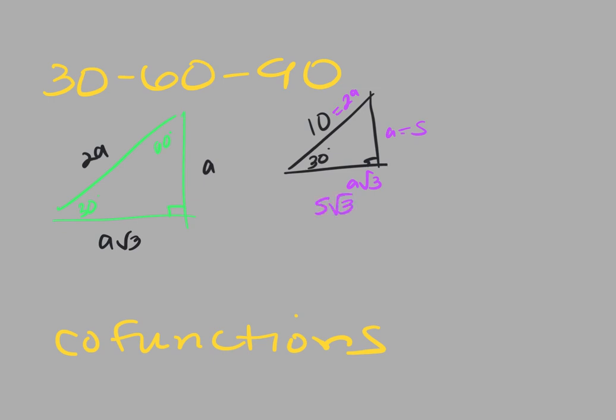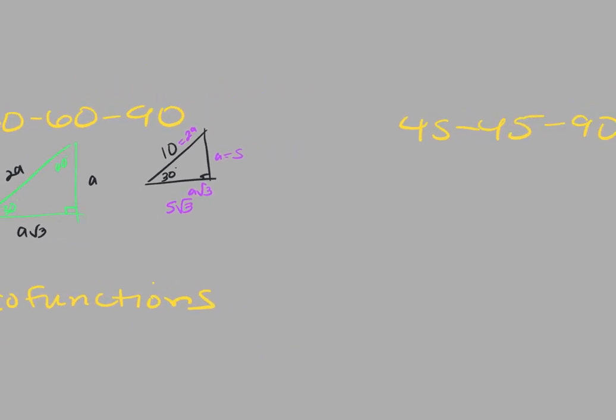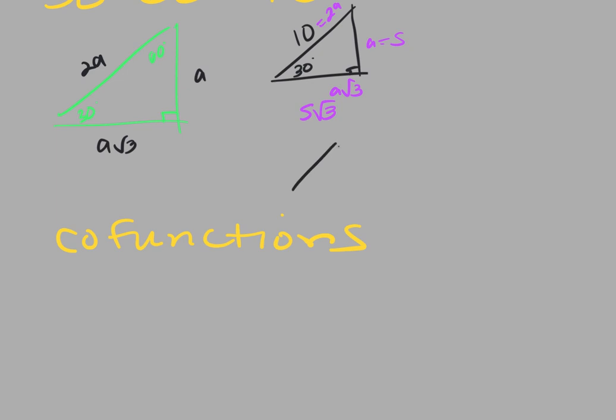So you would have to be able to know how to fill in the rest of the sides on any 30, 60, 90. And if it's a unit circle triangle where your a is 1, then this is root 3 and this is 2. And you can use those side lengths to set up your sine, cosine, tangent, secant, cosecant, and cotangent.